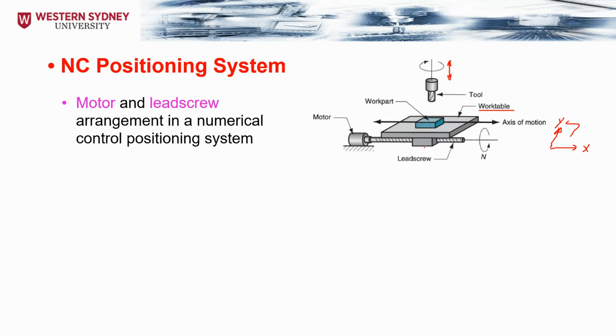Now in this diagram we can see that the table has to be connected to a lead screw. When this lead screw rotates, the table moves to the left or the right along the axis of motion. If I want to move in the other direction, then I'm going to have the piggyback system, another system connected here. This screw is perpendicular to that one, and it's going to move it along the other axis.